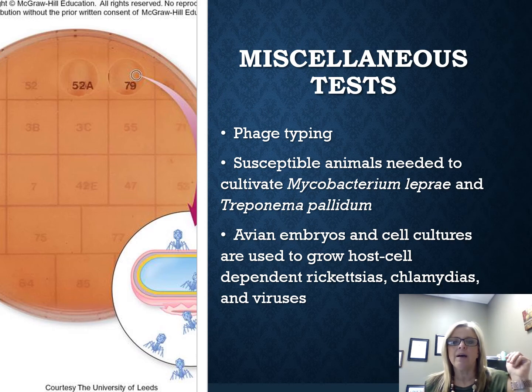We also have issues with things like we need animals to cultivate Mycobacterium leprae and Treponema. We have avian embryos and cell cultures that we use to grow host cell-dependent things like Rickettsia rickettsii, chlamydia, and other viruses. So there's a range of miscellaneous tests out there that we can use.